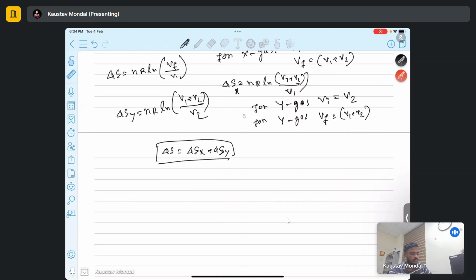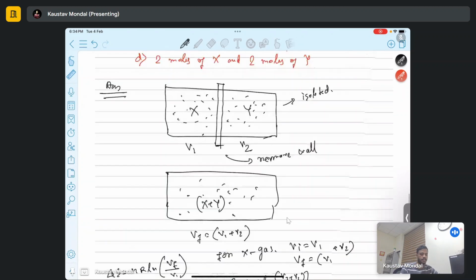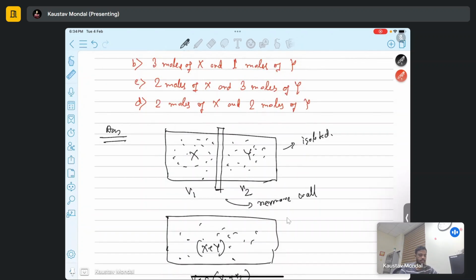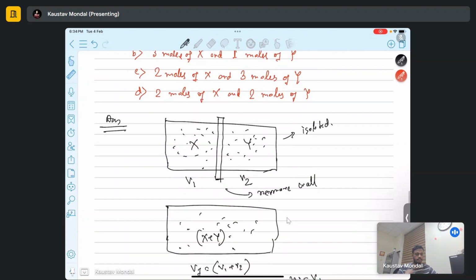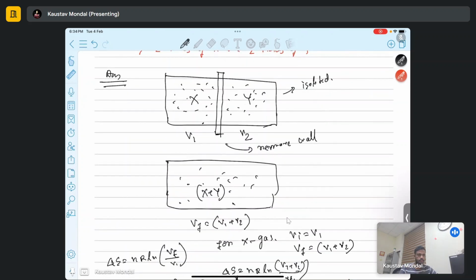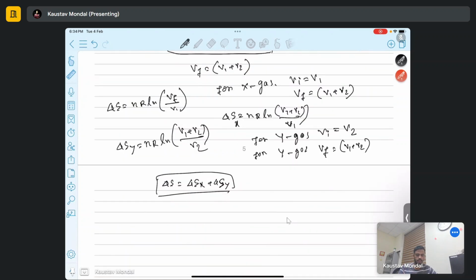The main point I am trying to explain here is that when two gases are mixing, because the volume of each individual gas is expanding, the entropy of the total system will also increase.